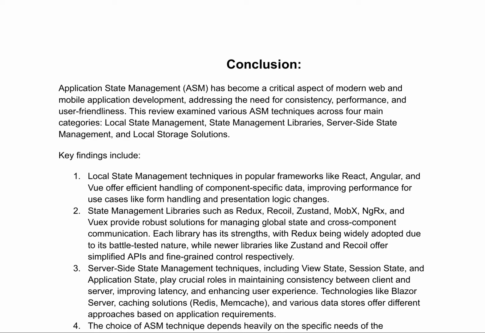cases such as form handling and presentation logic changes. State management libraries, including Redux, Recoil, Zustand, MobX, NgRx, and Vuex, offer robust solutions for managing global state and cross-component communication. Each library has its strengths, with Redux being widely adopted due to its battle-tested nature, and newer libraries like Zustand and Recoil offering simplified APIs and fine-grained control, respectively.